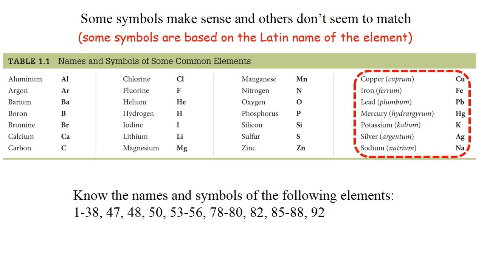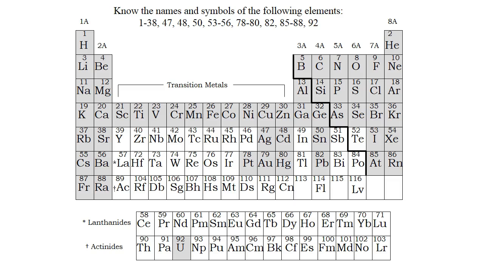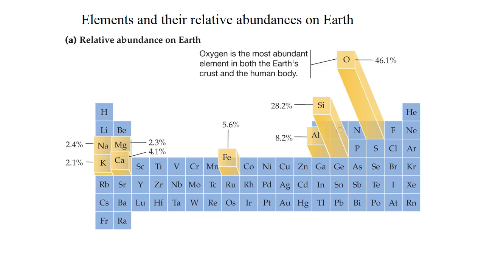Now, I want you guys to know the names and the symbols of the following elements. Those are shown here. I based this on the most common elements that are out there. So, shown here on the table. And I think that you probably already know a lot of them anyway, but get busy knowing them as soon as you can.